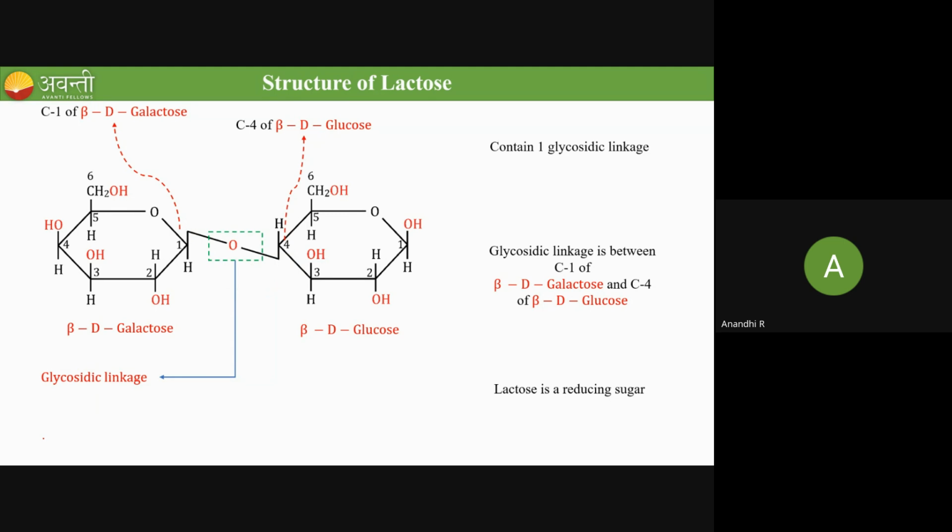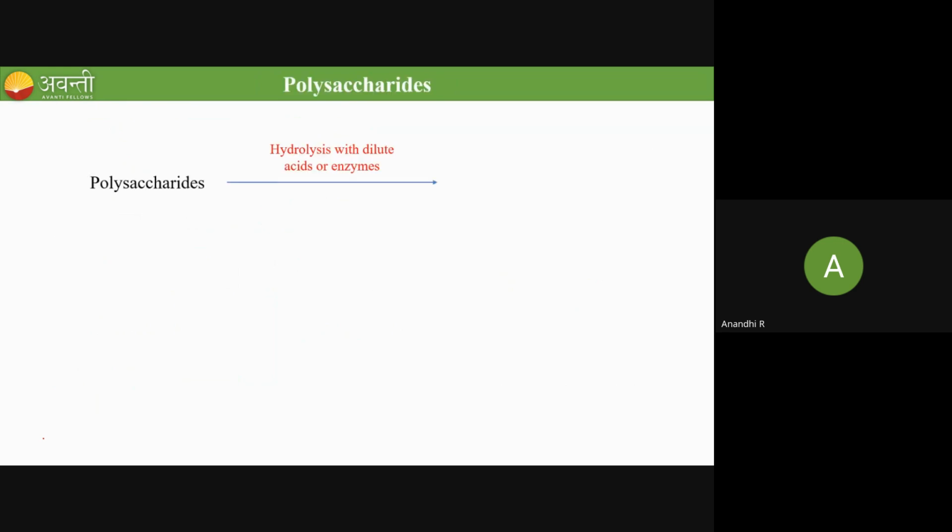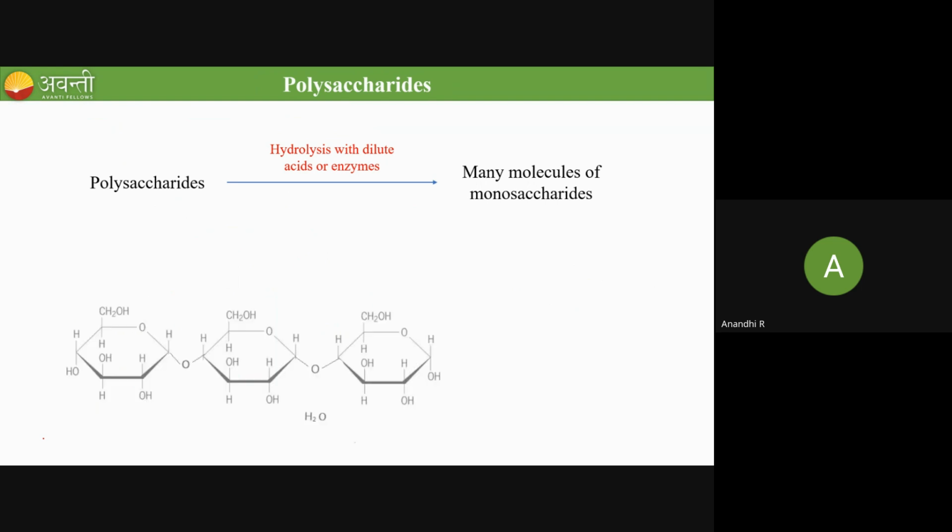So I have discussed the three disaccharides, which are sucrose, maltose, and lactose. Got it? So disaccharides got over. Now we are moving on to polysaccharides. Polysaccharides on hydrolysis with acid or some enzymes yield more than 10 molecules of monosaccharide. They yield many molecules, which is more than 10 molecules of monosaccharide.